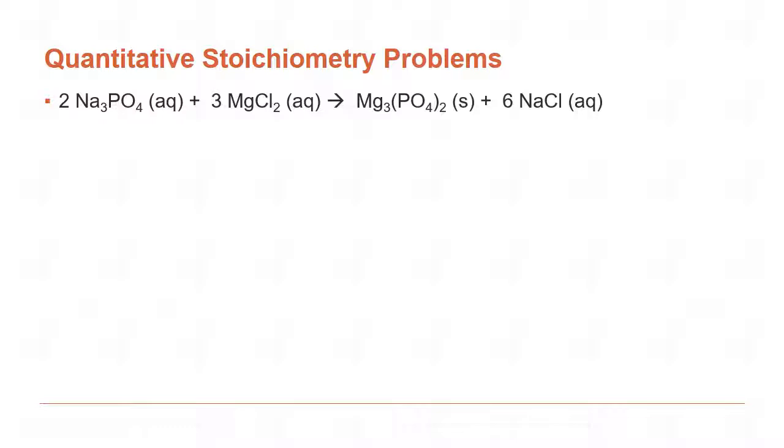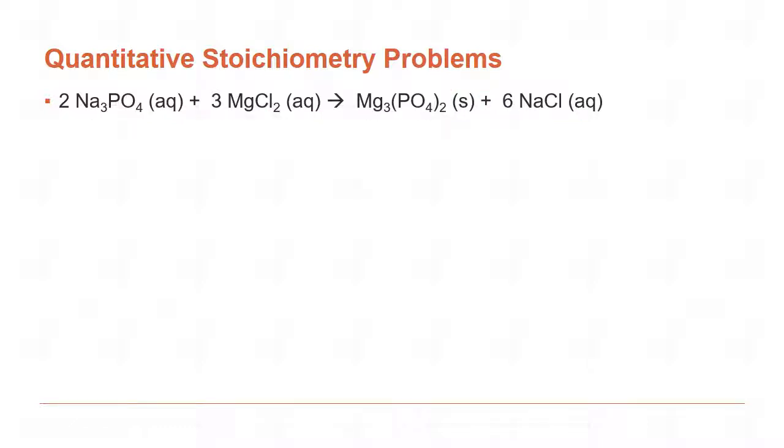In this particular chemical equation, we see that 2 moles of sodium phosphate, reactant 1, reacts with 3 moles of magnesium chloride, and both of those are aqueous, meaning dissolved in water. And that gives us, when the reaction occurs, 1 mole of magnesium phosphate, and we know that this is a precipitate based on the solid here. And the other product is 6 moles of sodium chloride, which remains in solution.